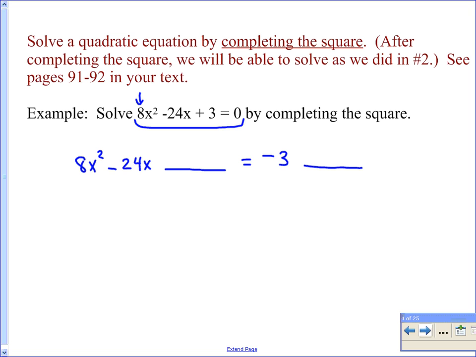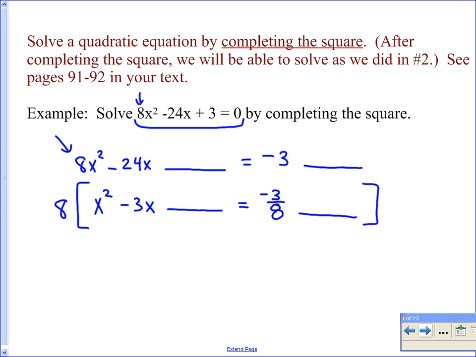And I'm going to put a blank because I'm going to add something in each of those blanks. And then whenever this coefficient is a number other than 1, we need to factor it out. So I'm going to factor that 8 out of the entire equation. And when I do that, I get x squared minus 3x. And then I'm going to have my blank equals, if I factor that 8 out of that negative 3, then I get negative 3 over 8. And then I get a blank, and then I'm going to close my brackets.